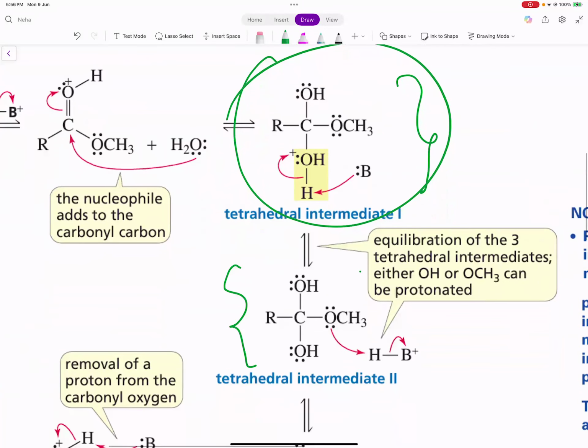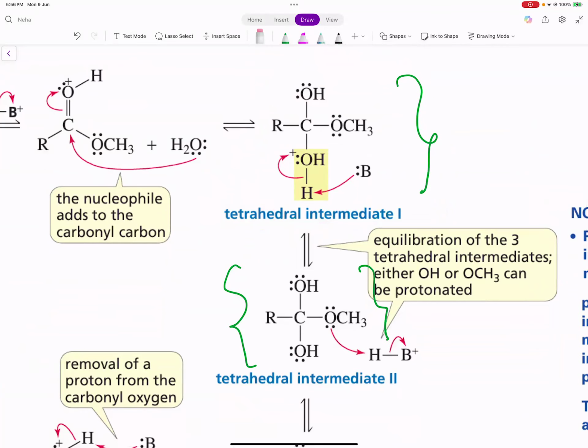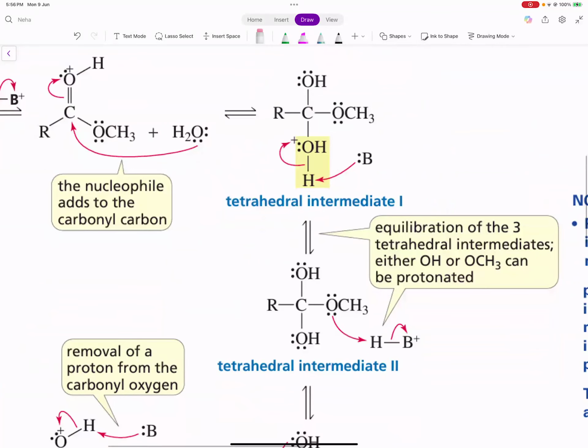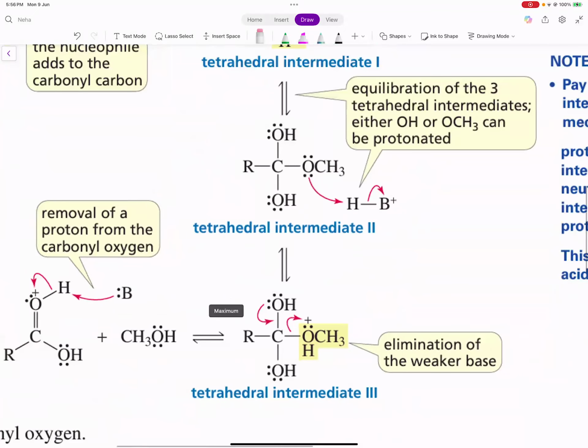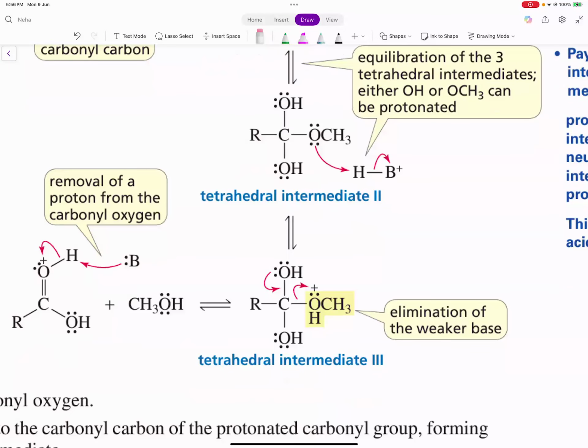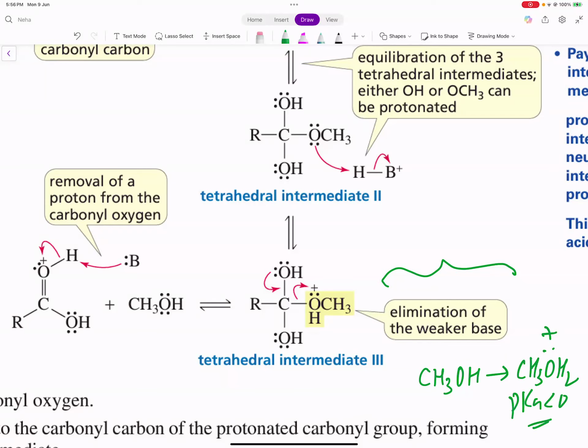So here we are protonating the OCH3. Protonation occurs at OCH3, and now this has become a much better leaving group, right? Because now the leaving group is CH3OH, and its conjugate acid is CH3OH2+, whose pKa is less than 0. So obviously this is a much better leaving group, because it will be neutral, right? Clear?